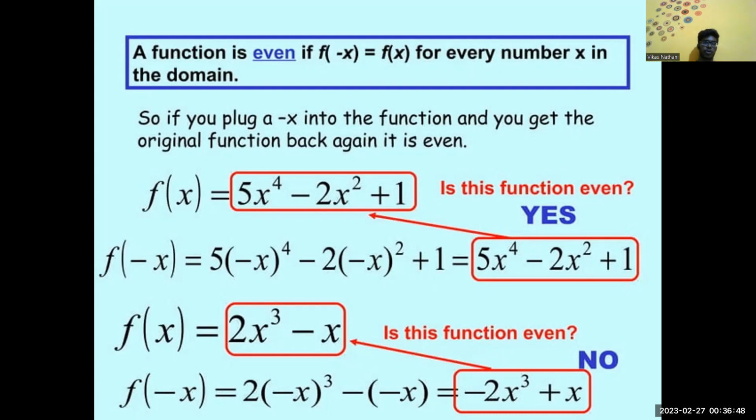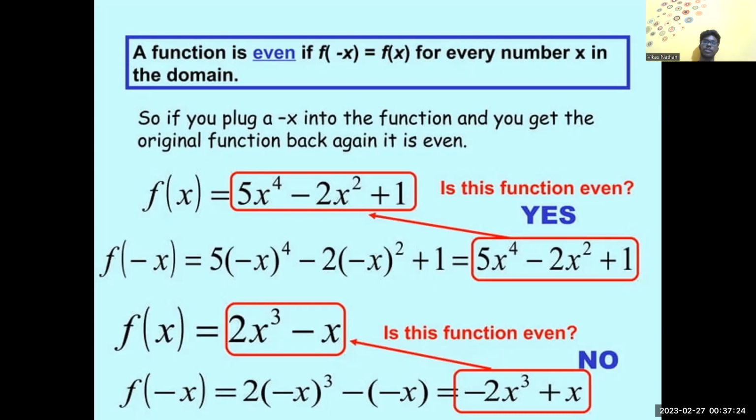f of x is equal to 2x cube minus x. We need to check whether the function is even or odd. So if we put minus x in place of x, f of minus x is equal to 2 into minus x whole cube minus of minus x. So minus x whole cube is minus x cube, plus minus into minus x. If we take common, then the equation is minus 2x cube plus x. By this, we have proved that this is not an even function.